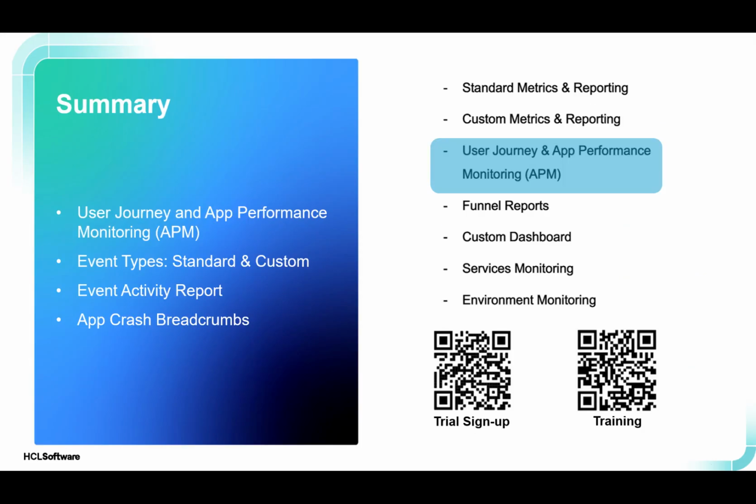So far, we discussed the various event types that can be tracked, including standard application events and custom events. We also explored the event activity report to analyze patterns and gain deeper insights into user behavior, and the app crash breadcrumbs report showcasing the most recent events preceding a crash to help identify and resolve issues. By leveraging these, you can significantly improve your application's performance and user experience while ensuring that your data remains secure.